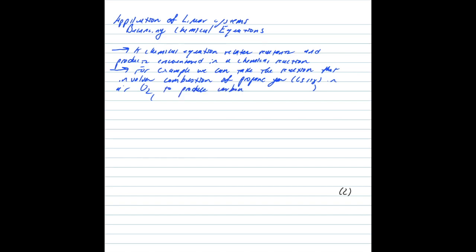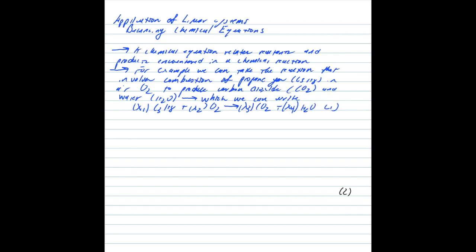We're going to look at balancing chemical equations, and this is something that you probably first see when you're in high school chemistry, but even if you're going to take college chemistry, this is something that you're going to see again. So just in case you're not familiar with a lot of these terms, I'm going to give some background. A chemical reaction or a chemical equation relates reactants and products encountered in a chemical reaction. For example, we can take the reaction that involves combustion of propane gas, which is C3H8. So the C3 is 3 carbon atoms, and then H8 is referring to 8 hydrogens. And this propane gas is going to combust with oxygen to produce carbon dioxide, CO2, and water, H2O.